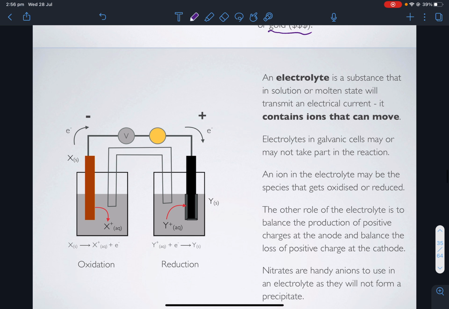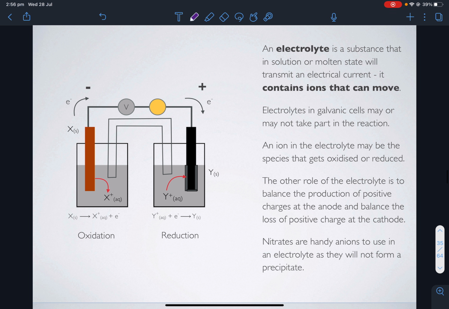The electrolyte is a substance in solution or molten state that will transmit electrical current, or it contains ions, and those ions can move. That's an electrolyte. Electrolytes in galvanic cells may or may not take part in the reaction. The ion in the electrolyte may be the species that is getting oxidized or reduced, and you'll also have some in there that are spectator ions as well.